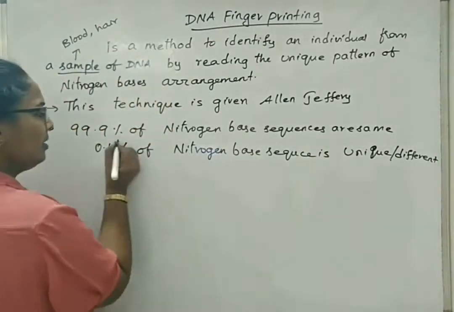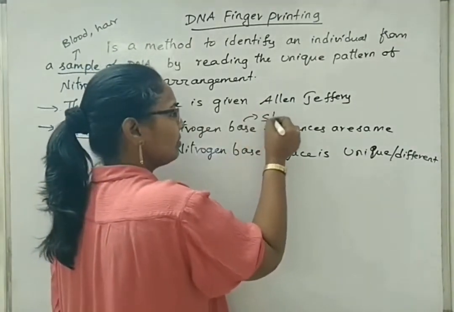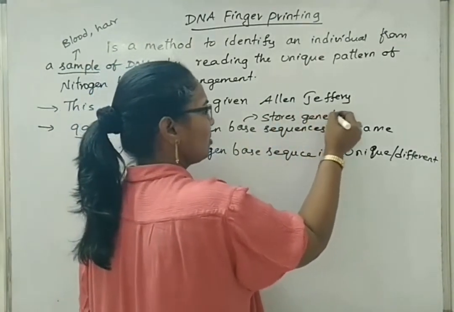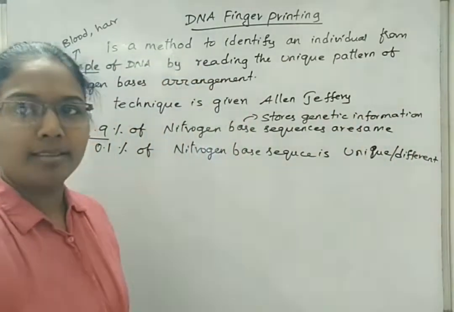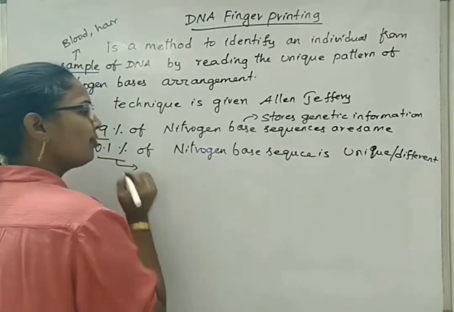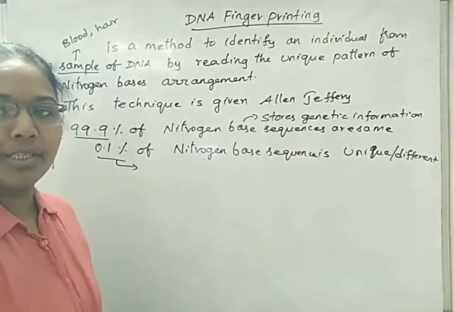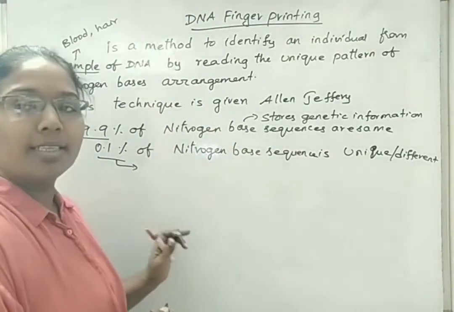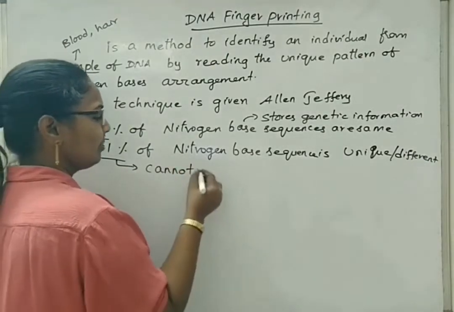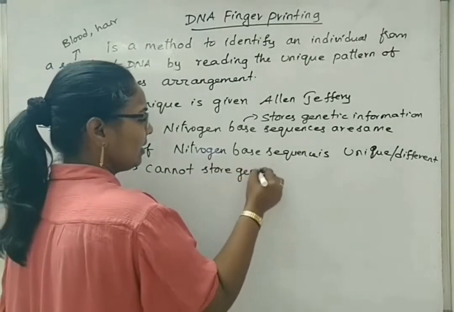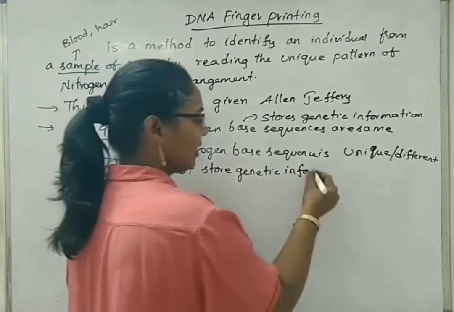Now, this 99.9% of nitrogen base arrangement stores genetic information. We can consider this as euchromatin. This 0.1% of nitrogen base sequence is not storing any genetic information, so we can use a term like non-coding sequences. These do not store genetic information. They are not responsible for coding or translation into any type of amino acids.